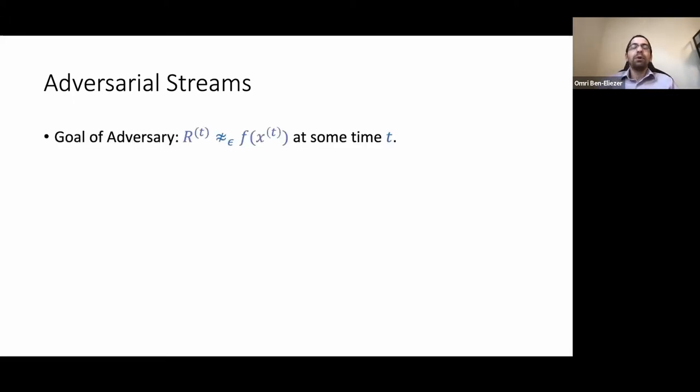And we want the algorithm to be robust even against this adaptive adversary. So we want the algorithm to always provide answers that are good approximations to the function f. And okay, so it's a two-player game. The goal of the adversary is for this not to happen. So the adversary wants that for some time t, the output of the algorithm will not be a good approximation of the function that we want to compute.